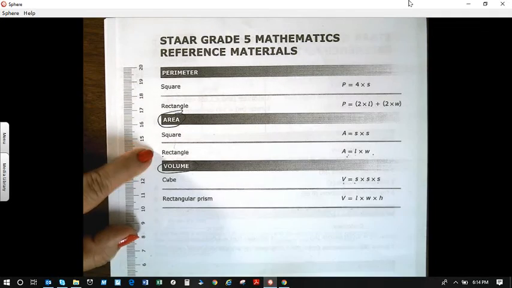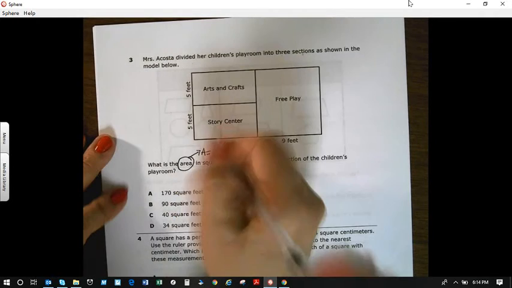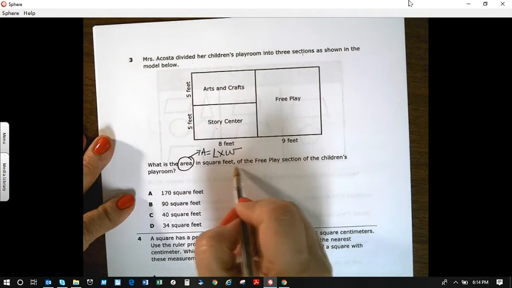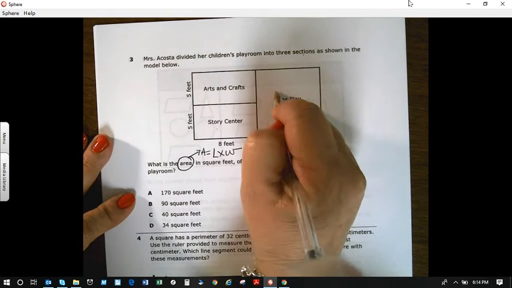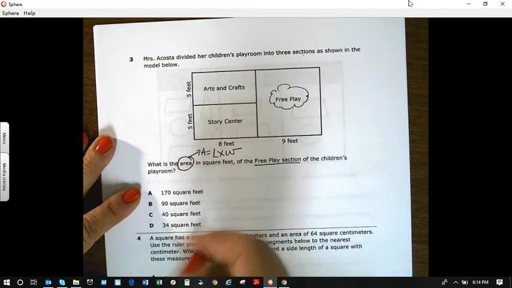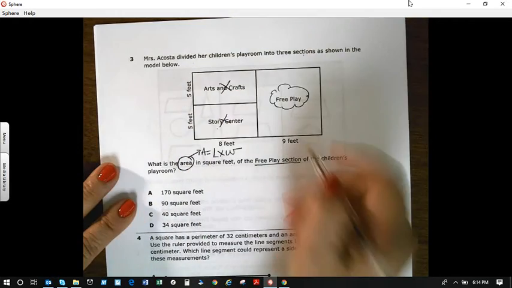So do you see how you have these? The same paper that you see here, you're going to have that on test, and everything's going to be in the same placement too. Length times width. So what is the area of the free play section? Free play section, so this is all I need of the children's room. Okay, so I don't need this one and I don't need this one. All right, I know the length.